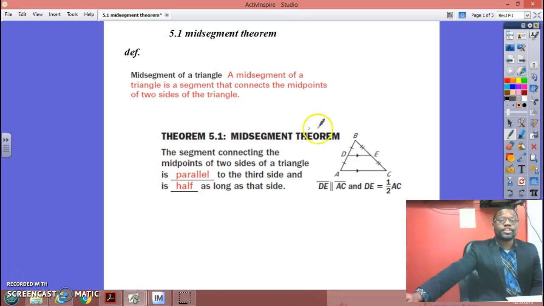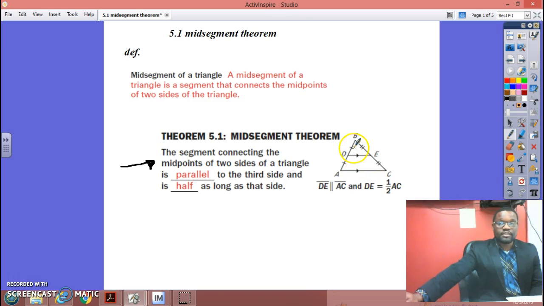All right, so here's a theorem that's based on the midsegment. The segment containing the midpoints of two sides of a triangle is parallel to the third side and is half as long as that side. So it's very important that whenever you get something like this, that you understand it. The theorem is basically saying that these two lines are parallel. What is this line? This line right here connects the midpoints of two sides of the triangle.